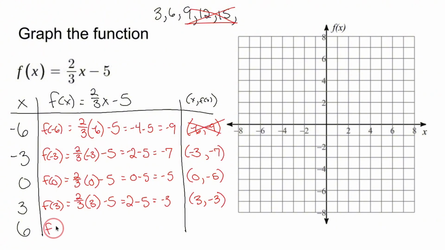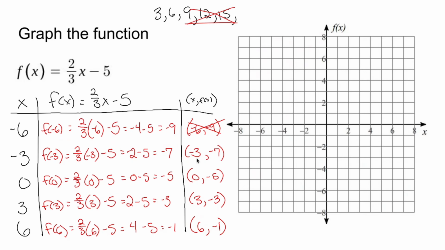If I plug in 6, I get 2/3 of 6. Oh, minus 5. Oh boy. After all that work, having to make a mistake there would have been a bad idea. Minus 5. 2/3 of 6 is 4. 4 minus 5 is -1. And that gives me the point 6, -1. So now I have 4 points that I can graph.